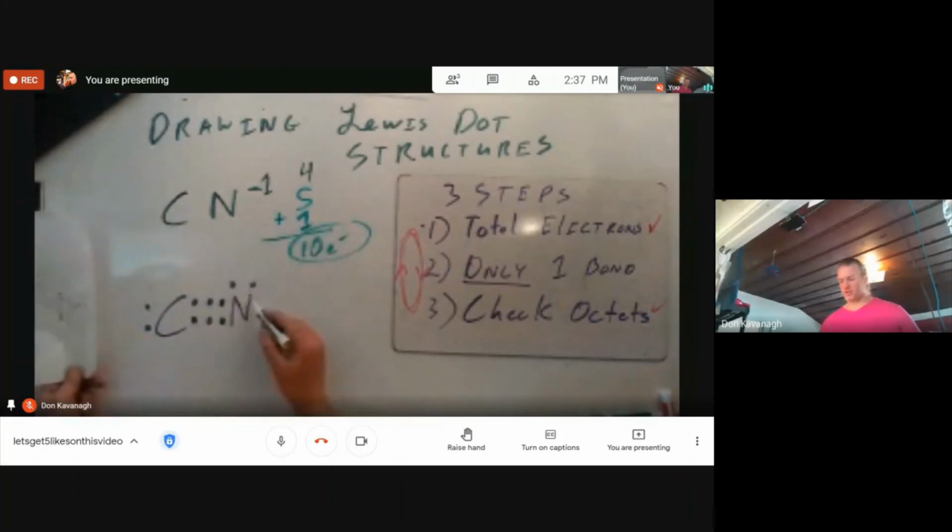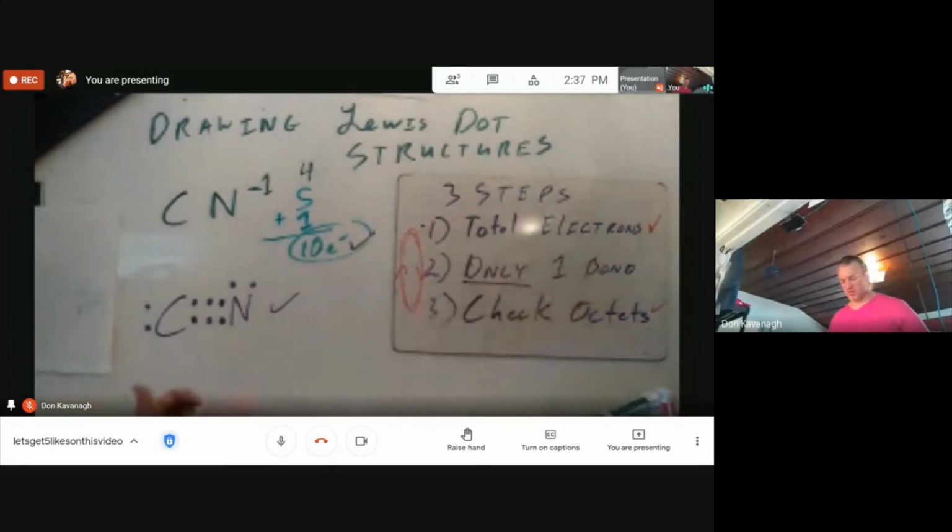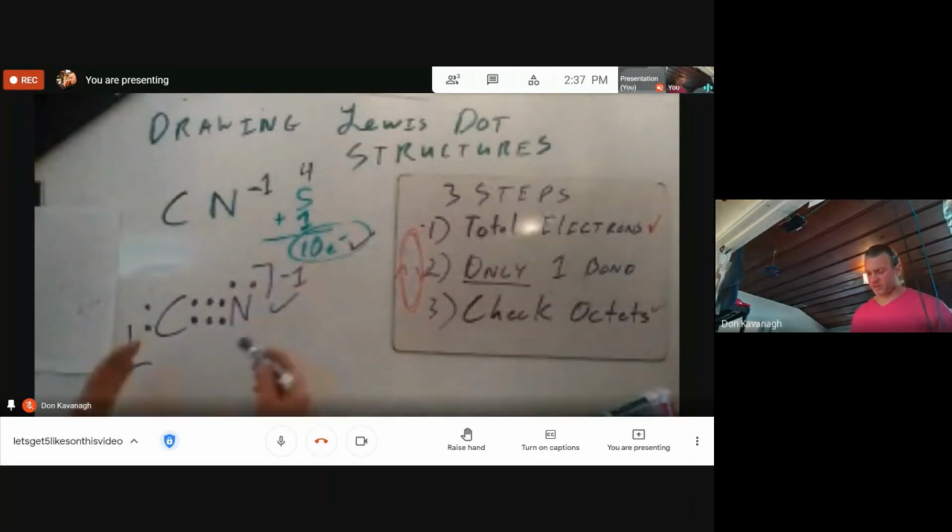And now to make sure that this number matches this number, it does. So this is a good Lewis dot structure because everybody has an octet, and we're only allowed to have 10 electrons, no more, no less. That's kind of the topper on this. You could put this in square brackets, put a -1 to tell the reader that this thing overall has a -1 charge. Thank you.